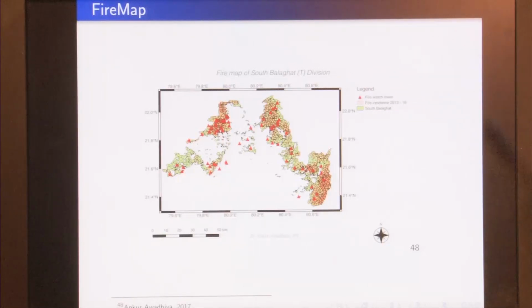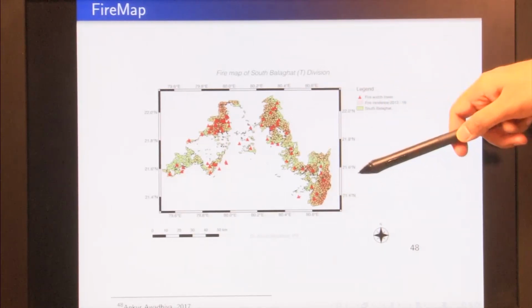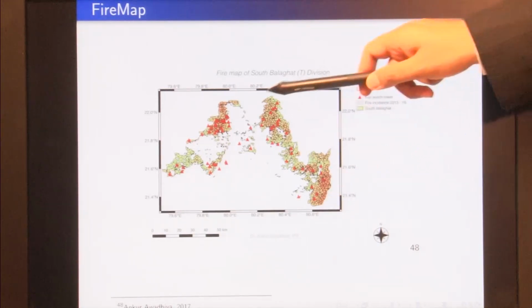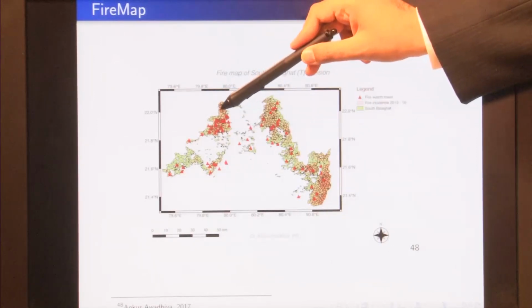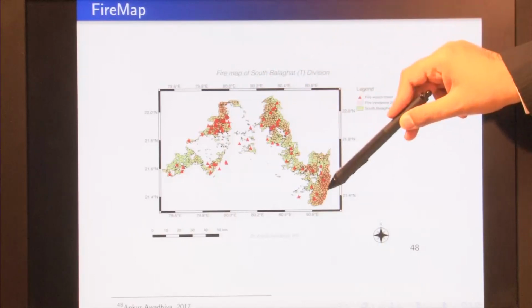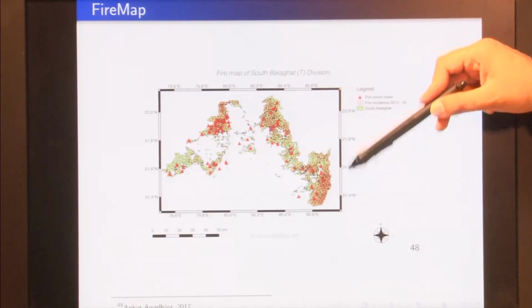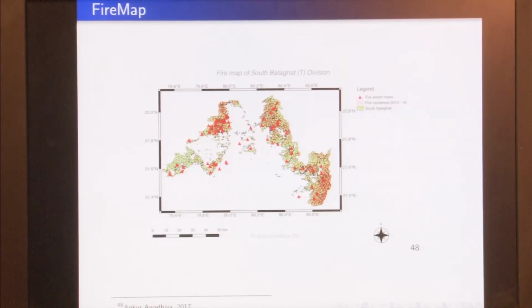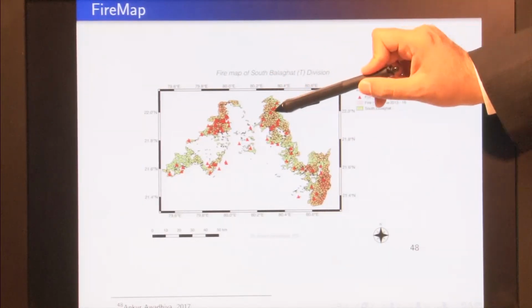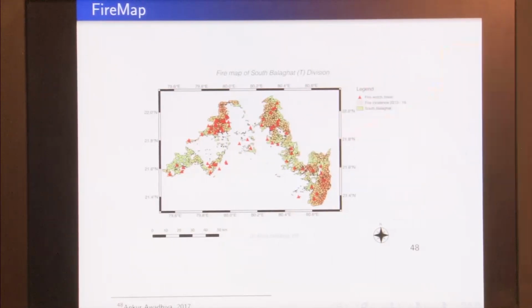This is a fire map of the South Balaghat division in Madhya Pradesh. In this case we mark out those areas that are regularly seeing fires. All these darker colored regions are the ones that have seen more fires in the recent past, as compared to these greener areas in which there were fewer incidences of fire. And then these triangles represent the fire watchtowers, and we can use this information to move our fire watchtowers into areas where we need them in more priority.